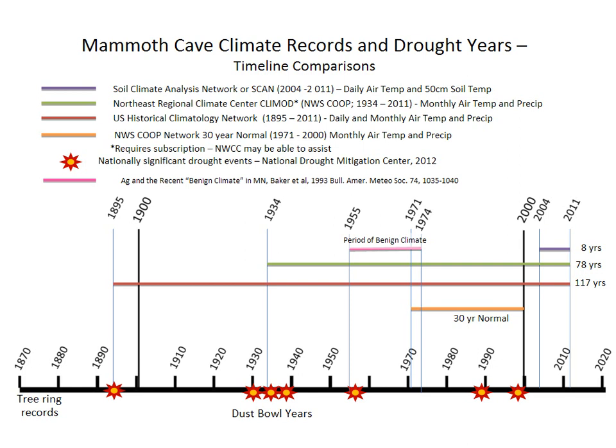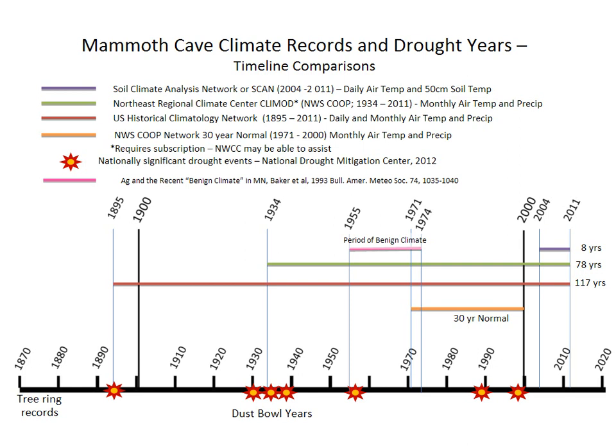That was for 78 years, starting in 1934. Most of our analysis, I'll show you, is dealing with that. And then the smallest record is the Soil Climate Analysis Network, or SCAN network, for which we had good records from 2004 through 2011.